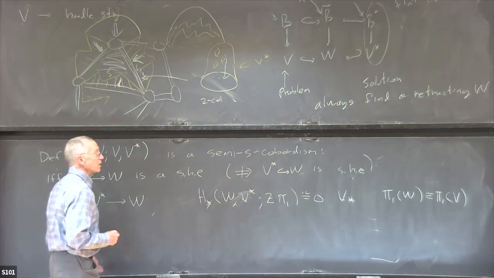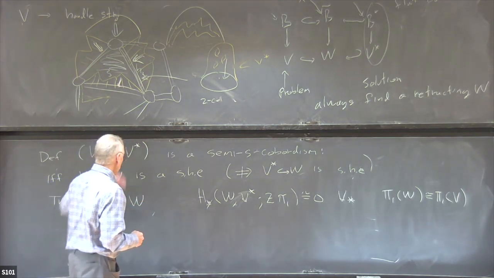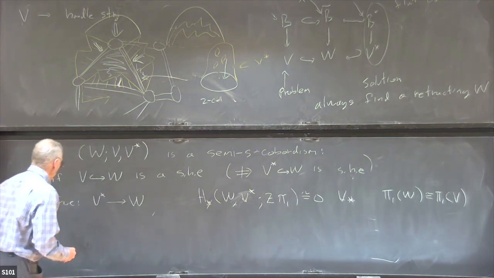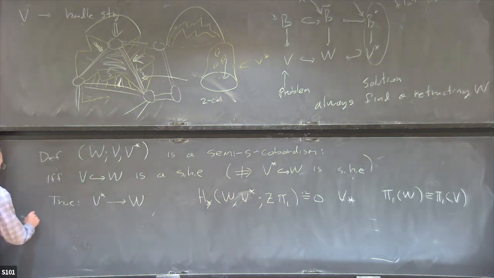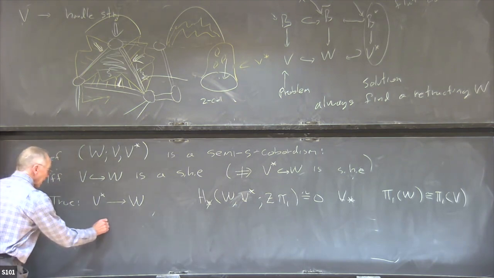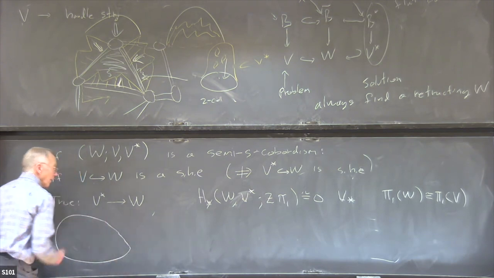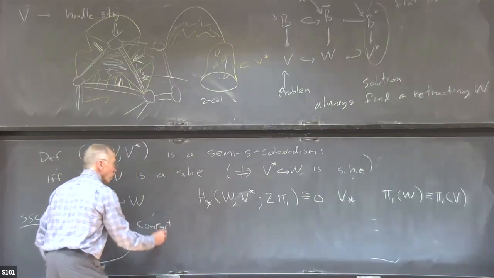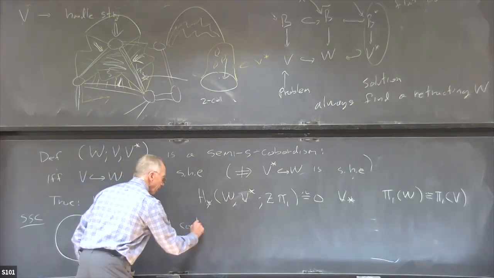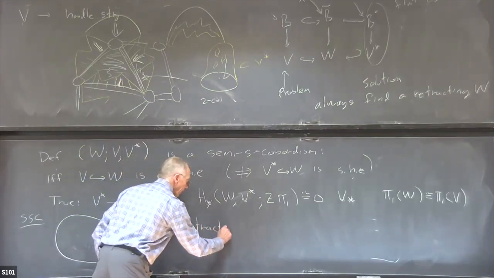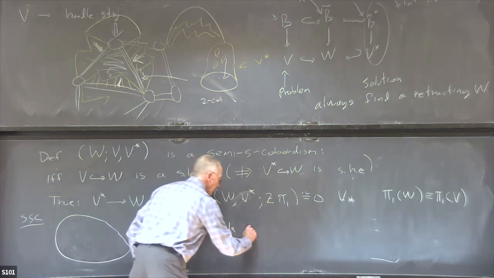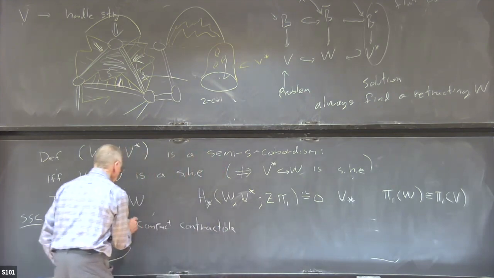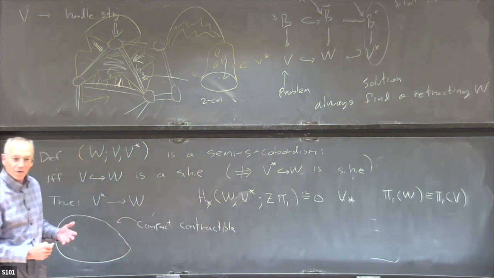Let me give you the simplest example possible of a semi-s-cobordism. So here's what a semi-s-cobordism is in the case of no ambient fundamental group. Take a compact contractible manifold of many dimensions. This might be the famous Mazur manifold in dimension 4.